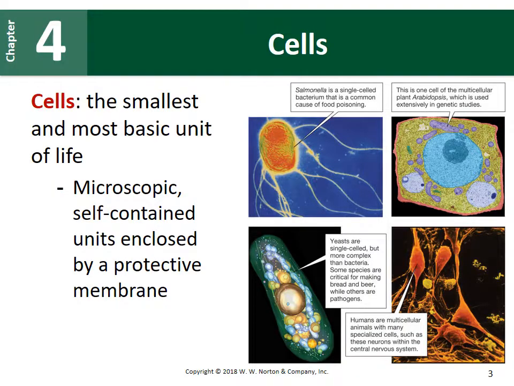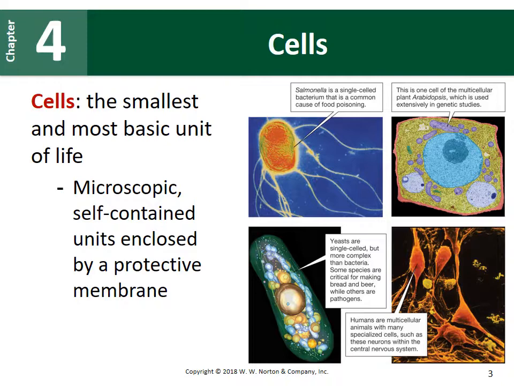Cells are defined as the smallest and most basic unit of life. In addition to being the most basic unit of life, these cells are microscopic. So we have to use microscopes in order to view them. And we have many different kinds of microscopes that can be used to study cells. And these microscopes are very powerful. So with these microscopes, we can study the cells and we can see that they are self-contained units that are enclosed by a protective membrane.